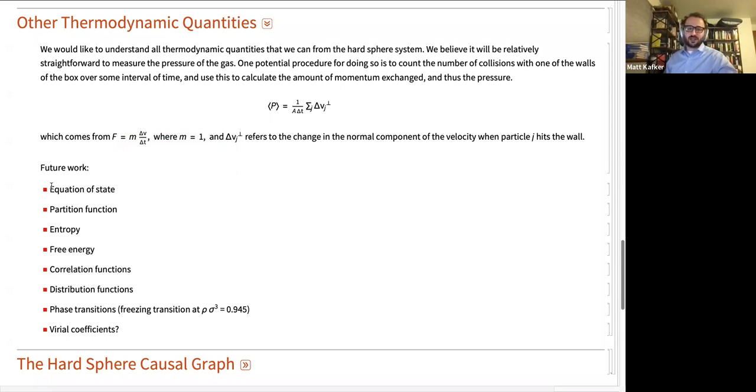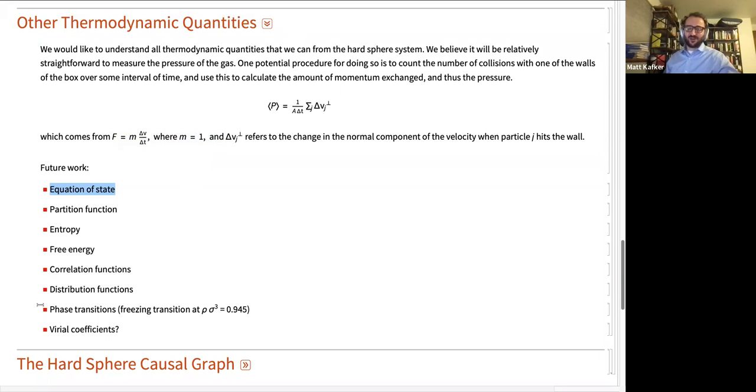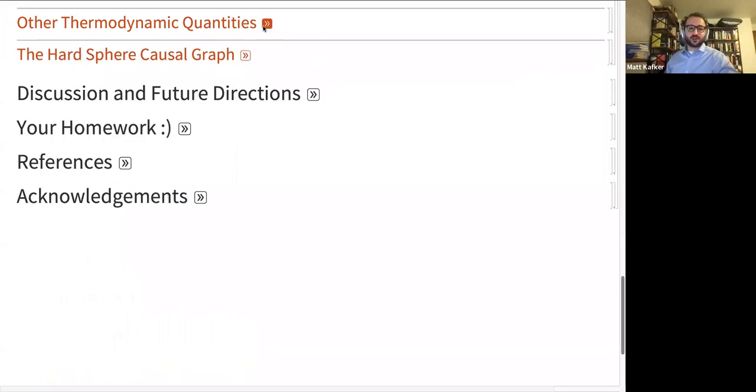So Xerxes and I are particularly interested in getting the partition function and the equation of state and expressing them on the causal graph, which we're about to talk about, I promise. And I'll get there before the end of the 2-hour mark. But there are all of these things, correlation functions, distribution functions, and phase transitions, which would be really cool to first just explore in the hard spheres, because people have already thought about these things, but then to explore in the causal graphs, which I will introduce right now.